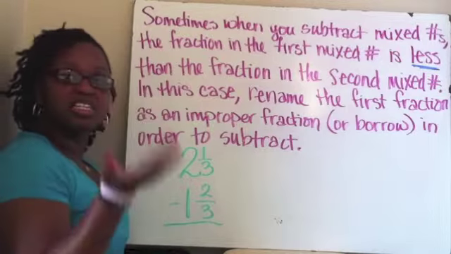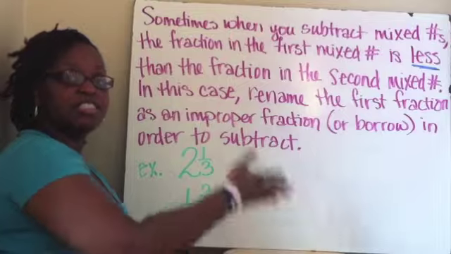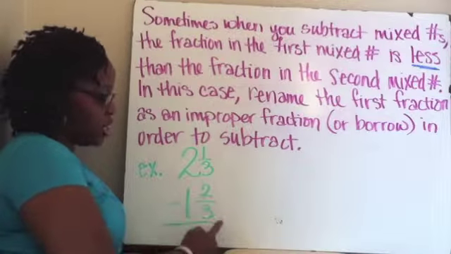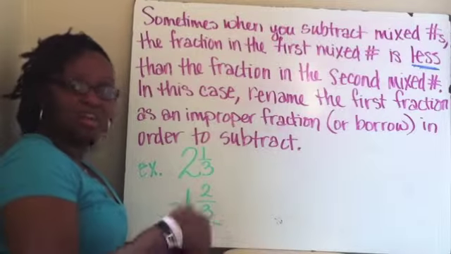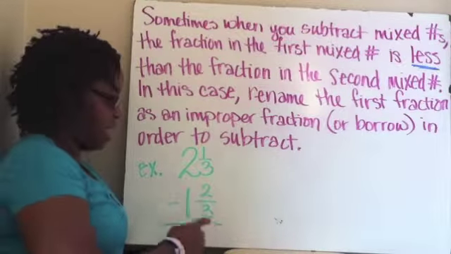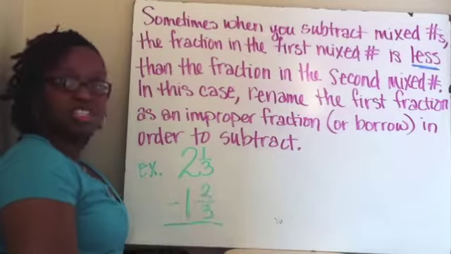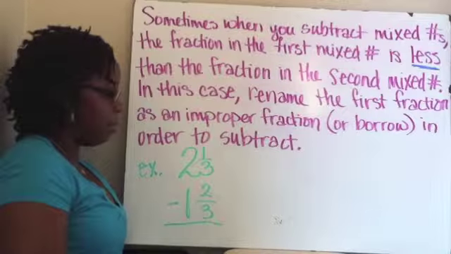So let's make sure that we continue with what we had been doing, where we start by adding or subtracting the fractions and then move to the whole number. Okay? So here I need to do 1/3 minus 2/3. Well, if you think about it, we can't take away 2 from 1 without going negative. Okay? So since we can't take away 2/3 from 1/3, this is where we have to borrow or rename that fraction as an improper fraction.